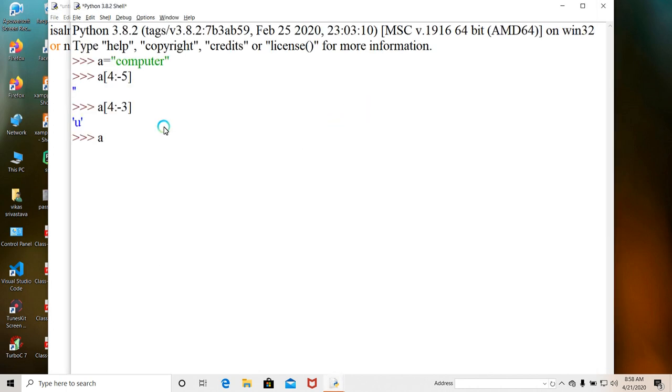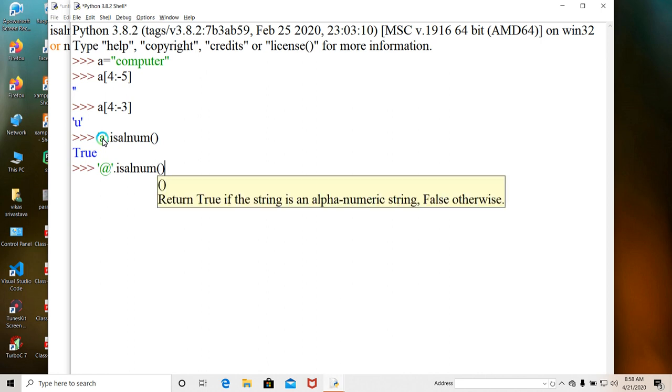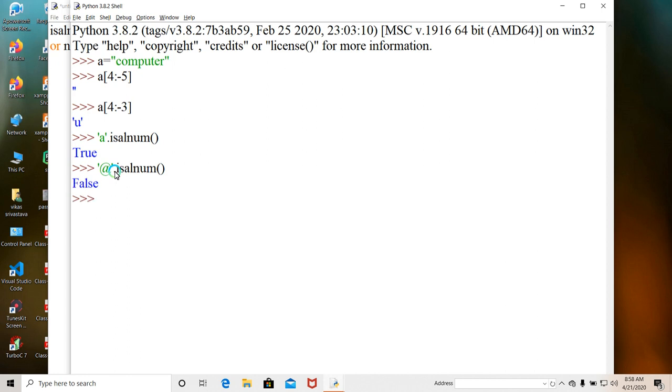Look here, 'A'.isalnum() returns true. Why? Because A is an alphabet. If we write the at the rate symbol in single quotes and call isalnum, it returns false. Why? Because at the rate is not an alphabet, and it is not a number. It is a special character, so it returns false. Don't be confused with the A. This is not A. This is the at the rate symbol. It will not come in the category of alphabet.